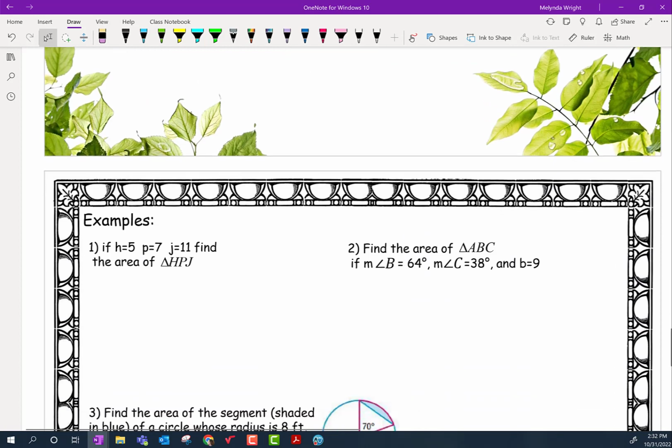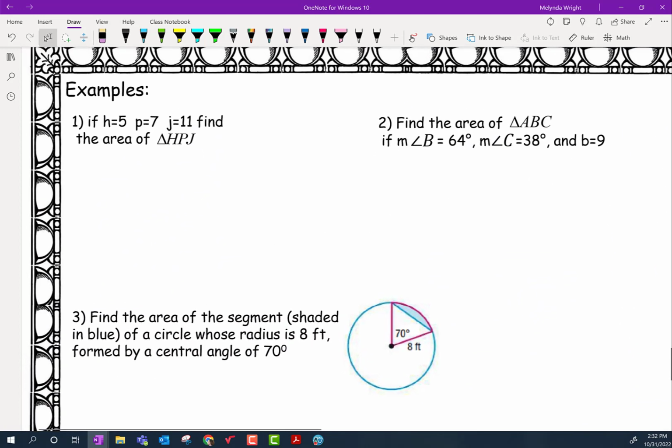Okay. So let's look at our first example. So here we've got, let's draw our triangle like we normally do. So let's see, H, P, J. Side H is 5, side P is 7, side J is 11. So this we have side, side, side. So the quickest way to find our area would be to use Heron's formula, because that one just needs sides.